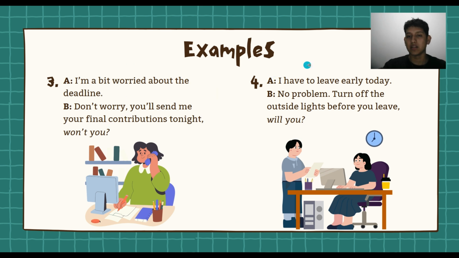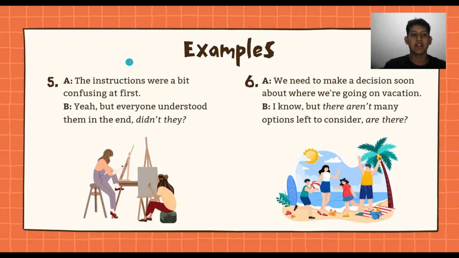I have to leave early today. No problem. Turn off the outside lights before you leave, will you? And the instructions were a bit confusing at first. Yeah, but everyone understood them in the end, didn't they? And we need to make a decision soon about where we're going on vacation. I know, but there aren't many options left to consider, are there?